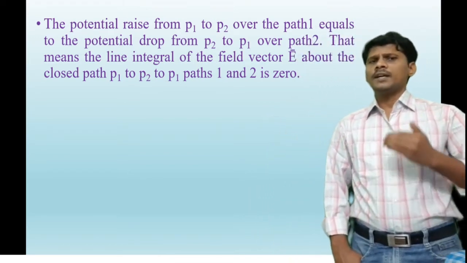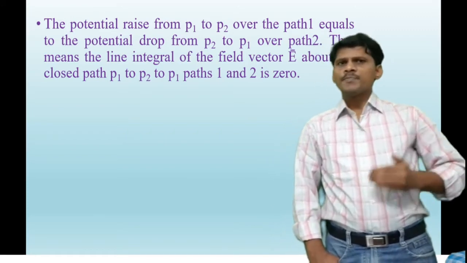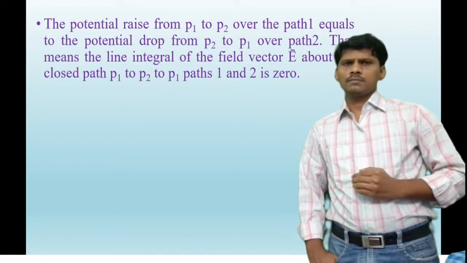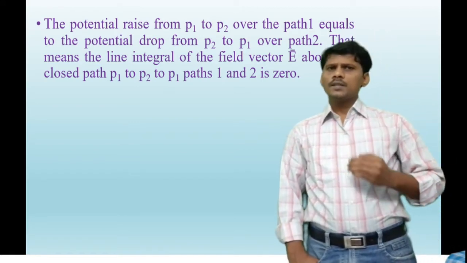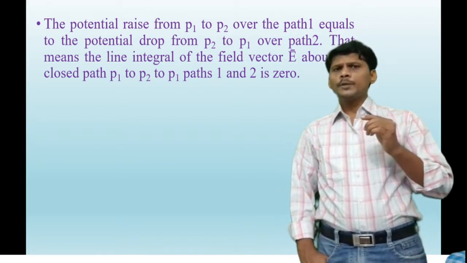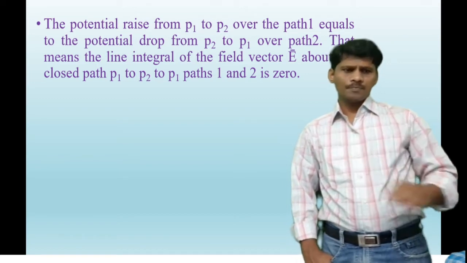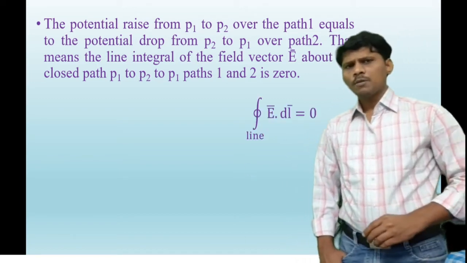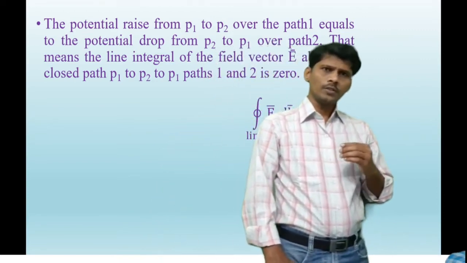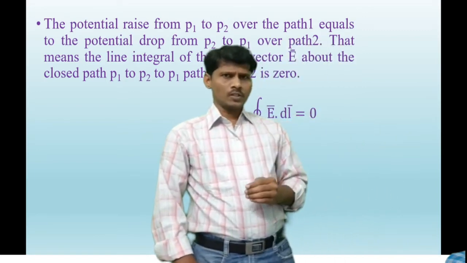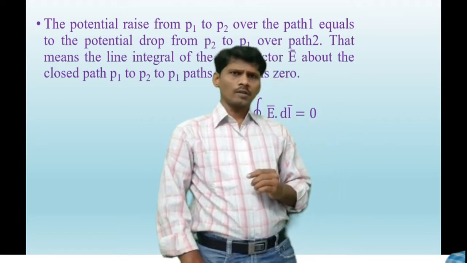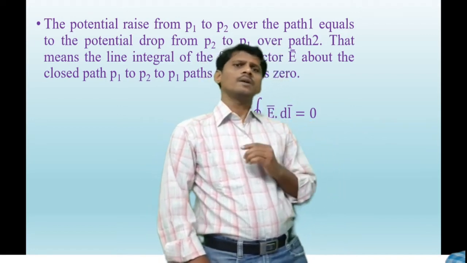That means the line integral of the electric field intensity about the closed path, P1 to P2 and P2 to P1, is 0. So that is, closed line integral of E bar dot dl bar is equal to 0. This is one of the Maxwell equations. This equation is called the integral form of the second Maxwell equation.